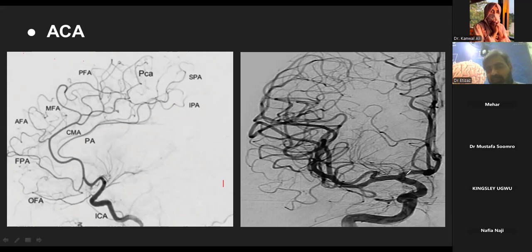When we see this one, look at here, this is the A1 segment, that is called the precommunicating. This is the anterior communicating artery. This is postcommunicating, from ACOM to the point branch of the callosomarginal artery. So it's A2. This is A3, the precallosal. Then this is A4, and then A5, the terminal branches. In this way, you correlate it very easily when you are going through this angiogram.